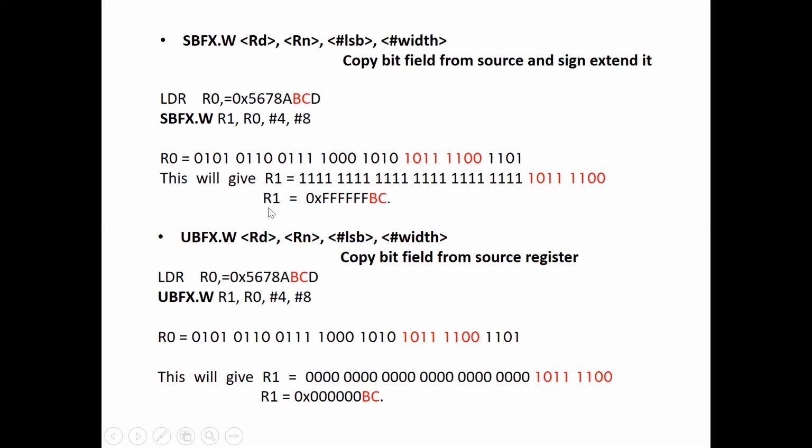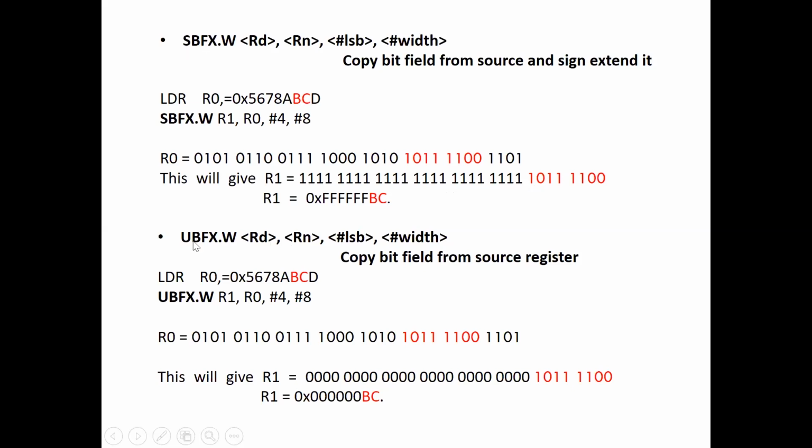So assume that before execution R1 was 0000. After execution, what are you copying? You are copying BC because the 4th position starts from here, and 8 bits. So what will be the selected data? It will be BC. BC will be copied from source register and it is copied to destination register from LS bit, and it is copied here. What is the most significant bit? It is 1. So that will be extended in the remaining bits of the destination register. So this is about the copy bit field from source and extend sign, that is SBFX.